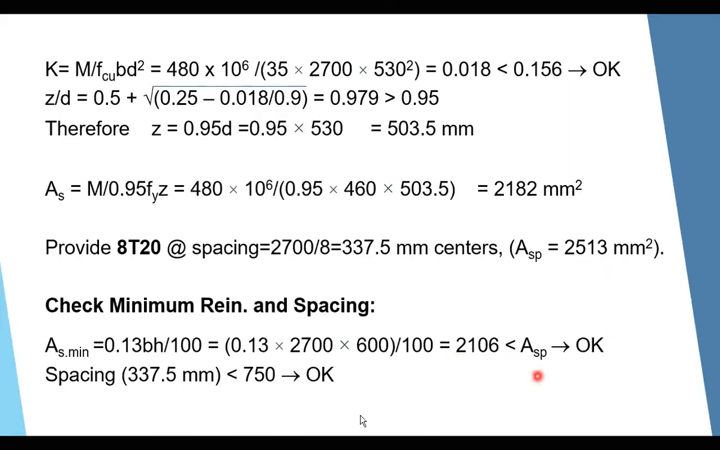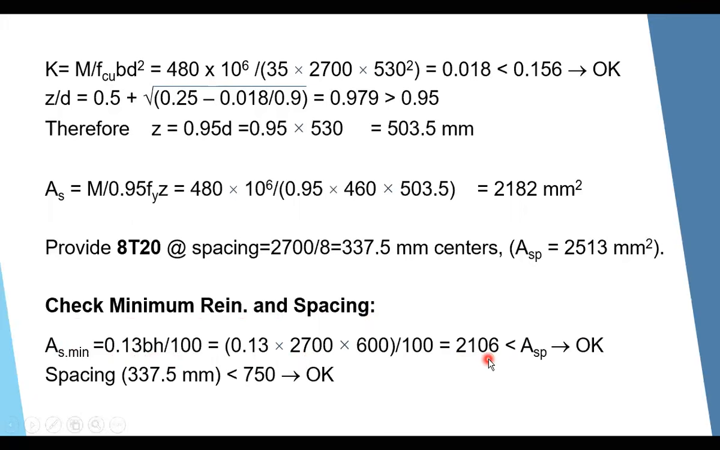Also, we can check the spacing. The spacing here is about 330 something, less than the maximum allowable spacing by the code, which is 750 millimeters. So it means it's okay. So it is easy to check the minimum reinforcement and the spacing. It is very important to check the minimum reinforcement here, because you can see that even the minimum reinforcement is a big value. So just check this one to be sure that you are satisfying this condition required by the code.